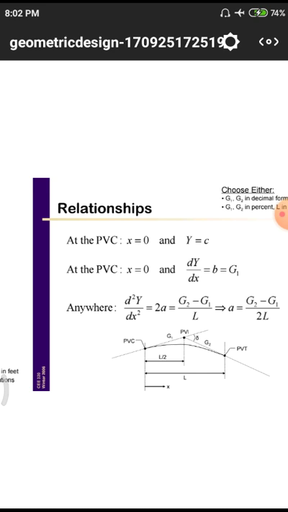Again, d square y by dx square, simply by double differentiation, we have 2a. Why? Because ax square gives 2ax. In the second term also we have simply 2a into 1, so we get 2a equal to z2 minus z1 by l, so a equal to z2 minus z1 by 2l. Simply we will get z1 and z2 on both sides. That means gradient 1 and gradient 2 in the two directions of a particular curve.